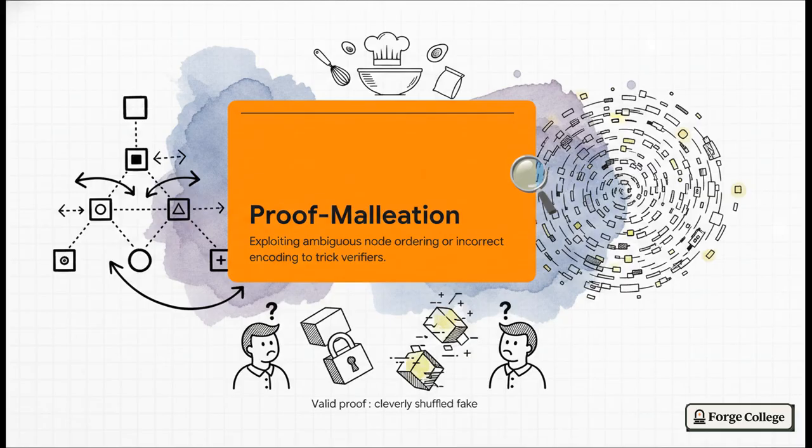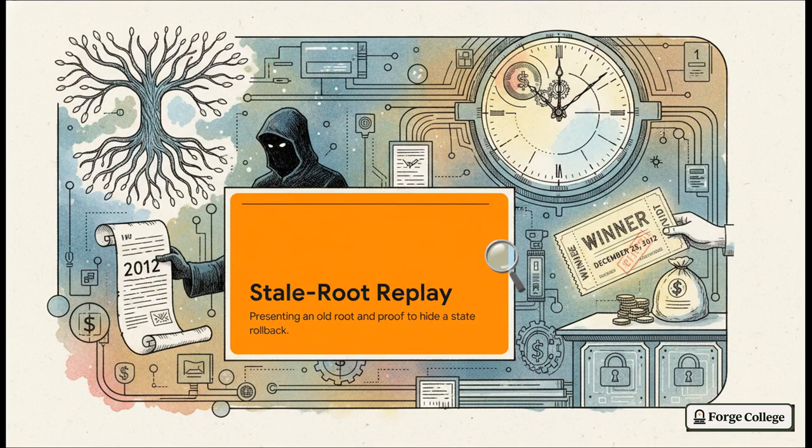If an attacker can just omit a sibling node or shuffle whether a hash belongs on the left or the right side of the tree, they can completely break the proof and trick the verifier. If we don't have a rigid, unbending structure in place, the system just cannot tell the difference between a valid proof and a cleverly shuffled fake. Then we have the stale root replay.